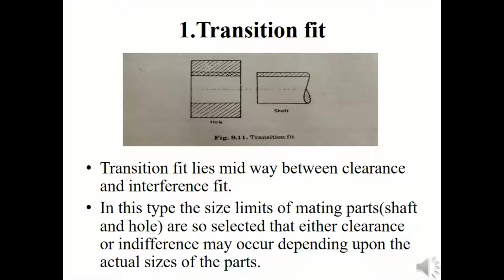And in this there is zero tolerance zone between shaft and hole. Means that the tolerance zones of the shaft and hole are overlapping each other, that is there is no clearance left between these two mating parts after they are assembled. This is what the transition fit is all about.